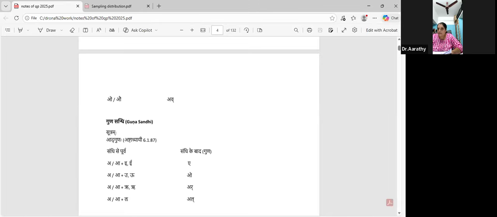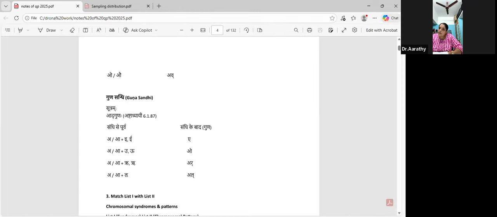In that case, after the Sandhi, what happens is, if it is E, then it is replaced with E. If it is U, it is replaced with O. If it is R, it is replaced with Ar. And if it is L, it is replaced with Al. So this is what Guna Sandhi says.